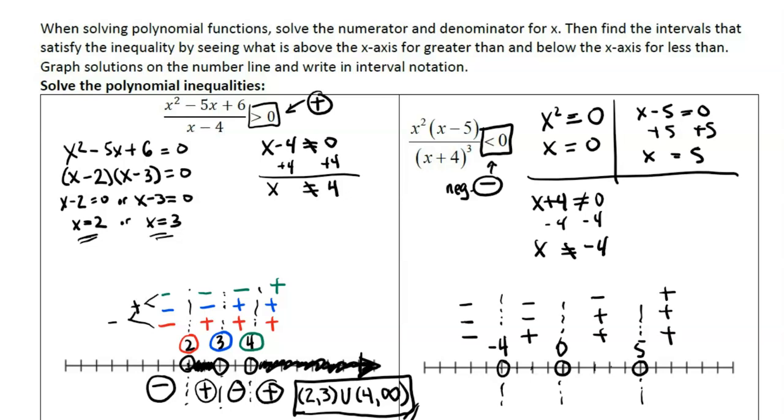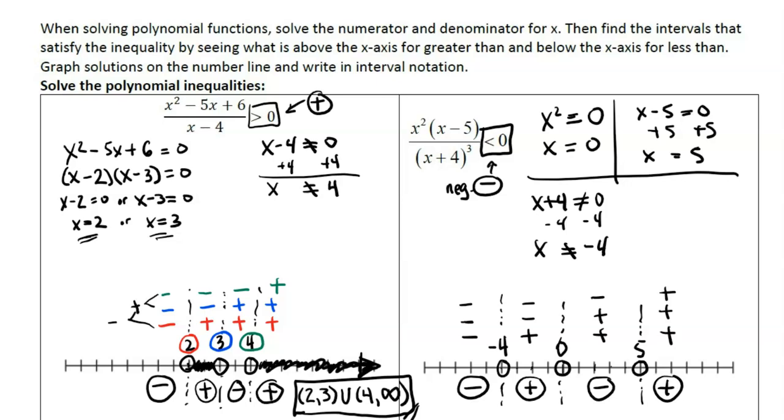And then negative times negative times negative. If you have an odd number of negatives, you get a negative result. So that would be negative. And here you have two negatives. That's positive. Here you just have one negative, so that's negative. And then you have three positives, which would be positive.